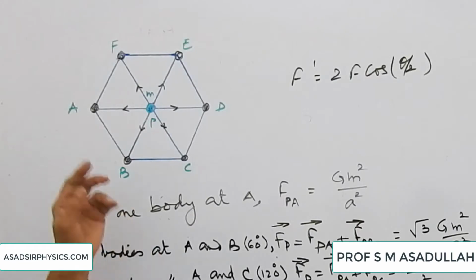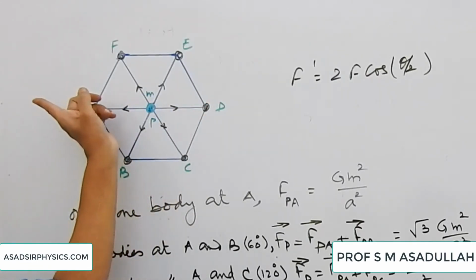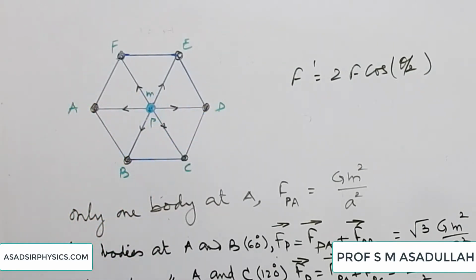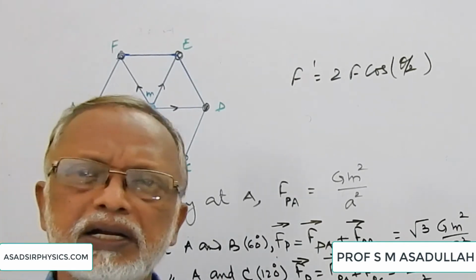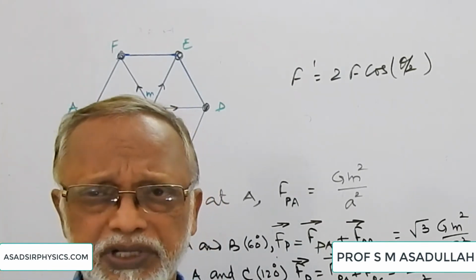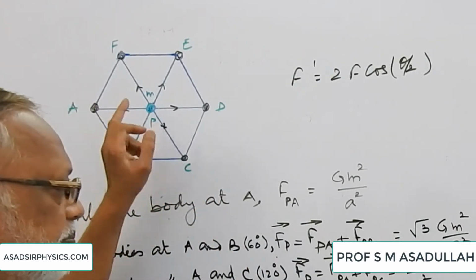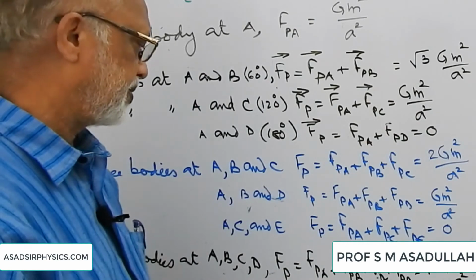Now the two bodies are kept at opposite corners A and D. Then two forces will be there, one from P to A, another from P to D. These two forces are equal and in opposite directions, so they will cancel each other. So the body P will remain at rest. The resultant force on it is 0.